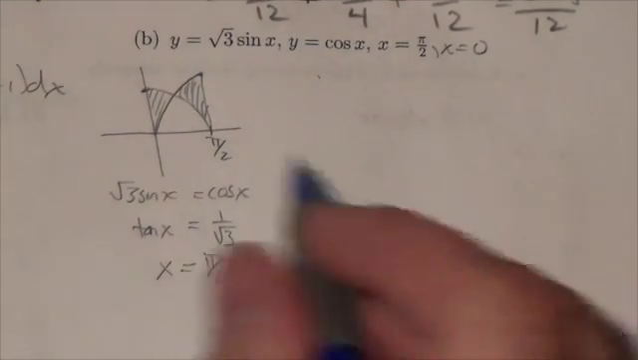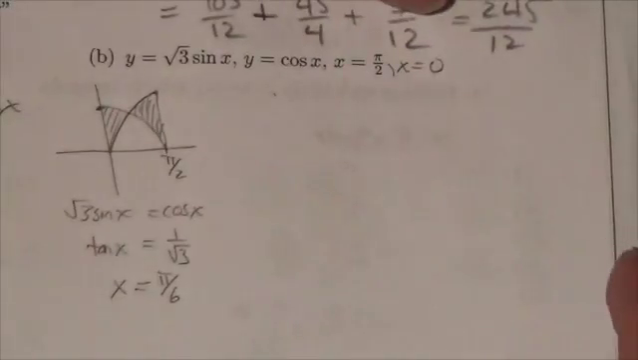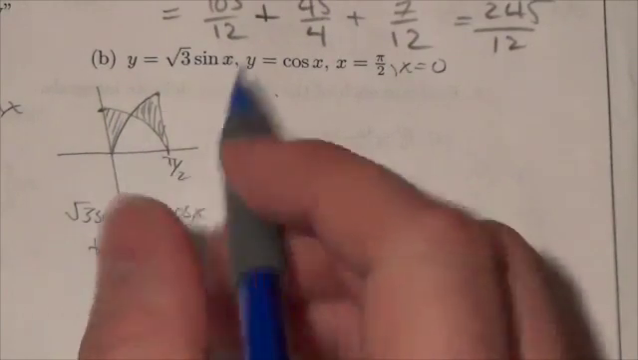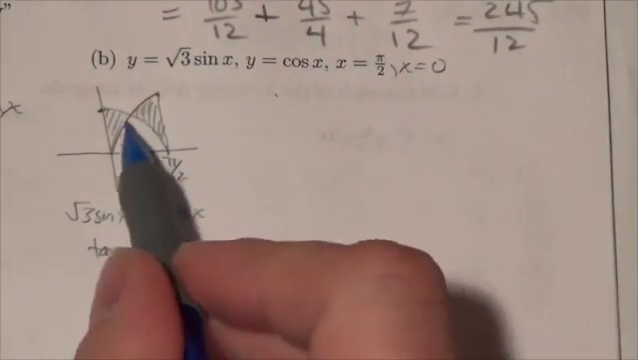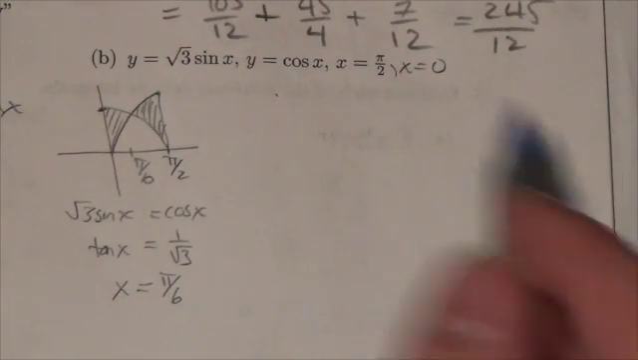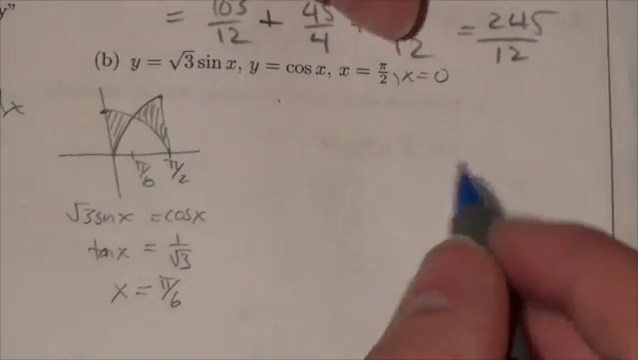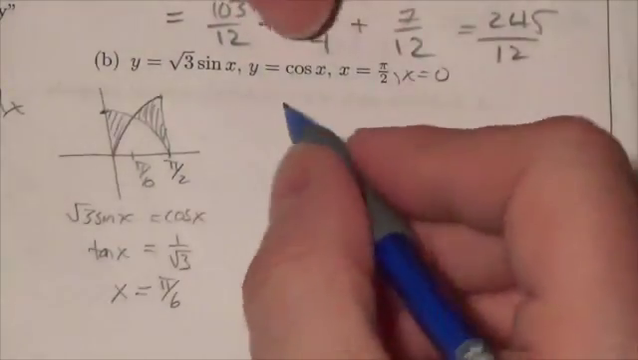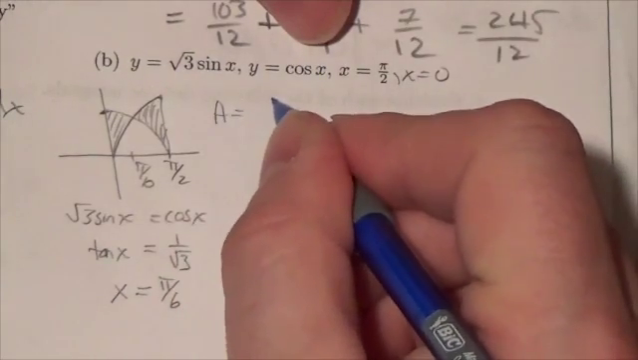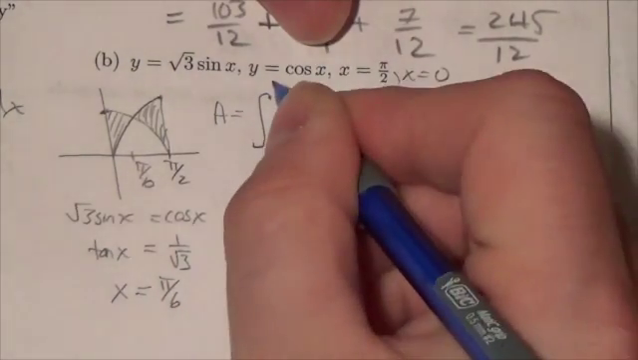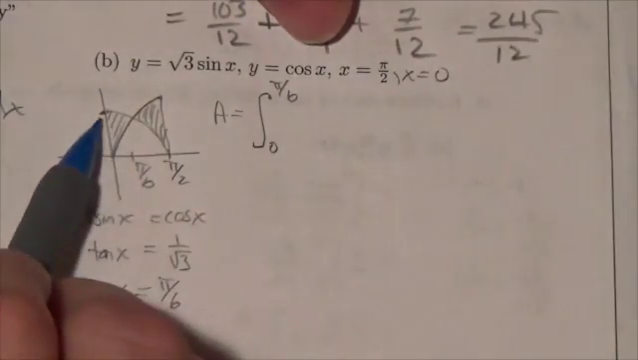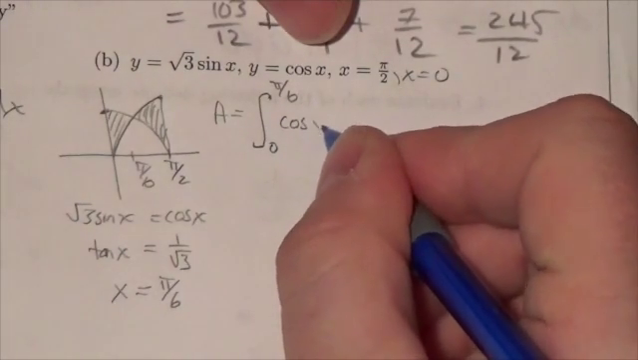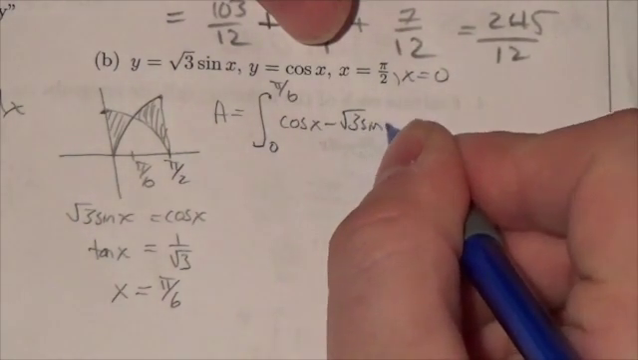Okay? So now, to figure out what's going on here, we're going to integrate from 0 to pi over 6, and then we're going to integrate from pi over 6 to pi over 2. Now at this point, it really doesn't matter which one we put on top, because we've got two different versions here. We're going to split this up. So my area here is going to be the integral from 0 to pi over 6. Now I'm just going to be clever about this. This is cosine. This is the root 3 sine. So I will do cosine of x minus root 3 sine of x dx.